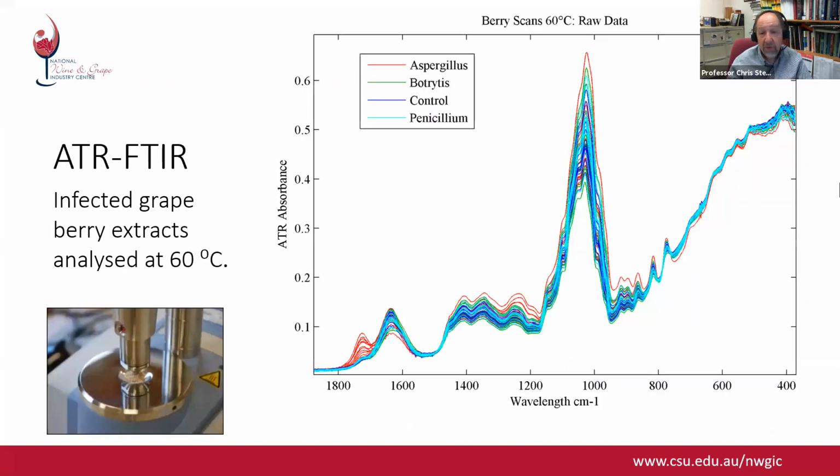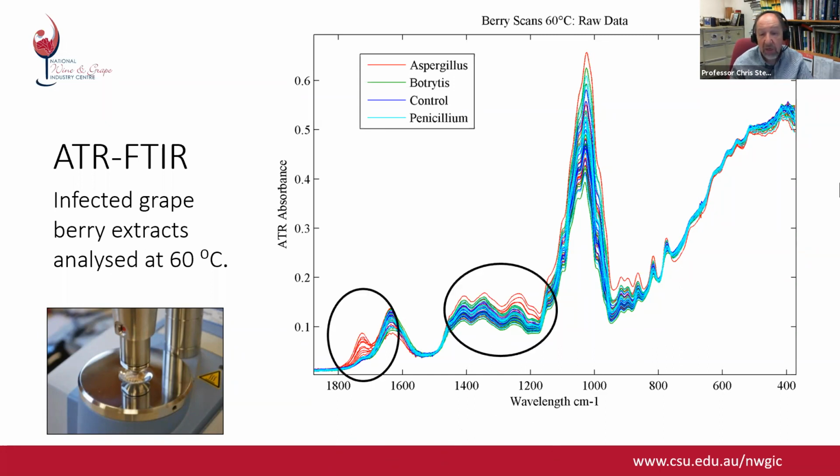So I'm going to show some results of a study that we completed probably about 4 or 5 years ago now. This is the ATR FTIR of detached grape berries, so individual grape berries. And you can see in this scan that we've got a trace. It's part of the spectrum. We're not looking at the whole thing. But you can see that the red trace there is Aspergillus, and the darker blue is our control, clean berries, and the green is Botrytis. And we can see some differences there in the spectra.